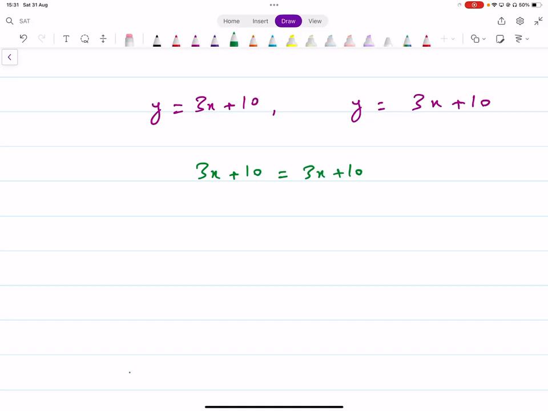One line lies exactly on top of the other line. So they intersect at every single point. There are infinitely many solutions of this equation.